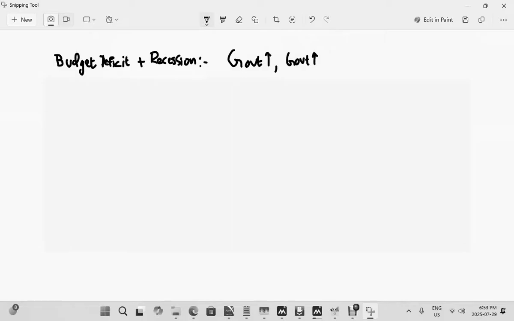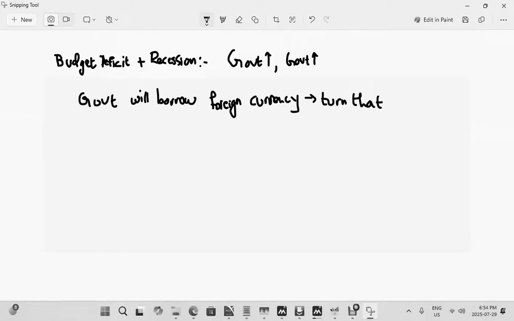All right, and in order for the government to borrow money, the government, for example, will borrow foreign currency, and turn that currency into domestic currency for the lenders.